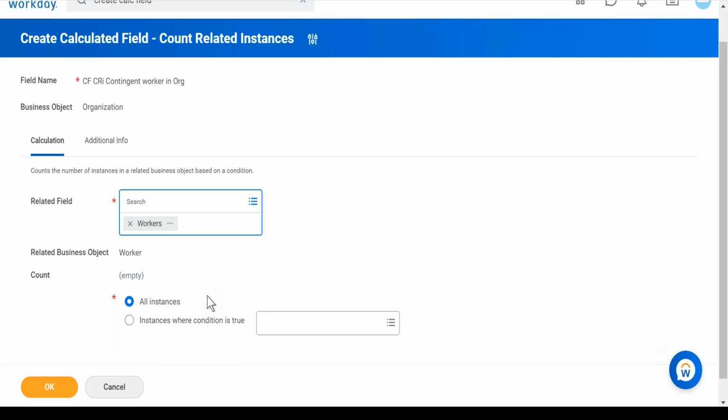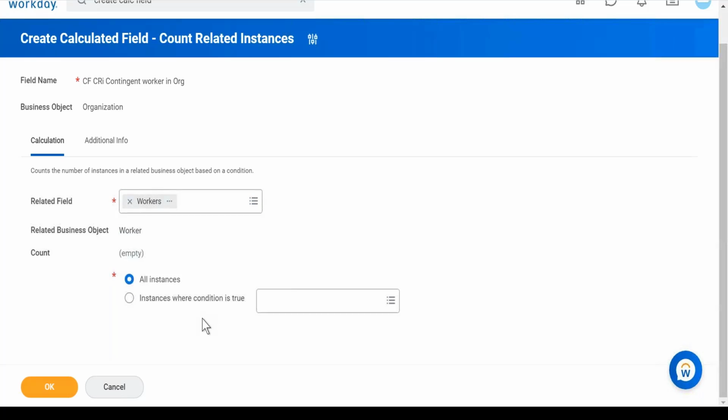But I don't want to look at all the workers. I only want to look at those workers who are of type contingent worker. Now in Workday, contingent worker happens to be a worker type. So now I have to put a condition here to ensure that only those workers for whom this condition is true are being calculated here. Wherever it says condition, you have to build a true and false condition.